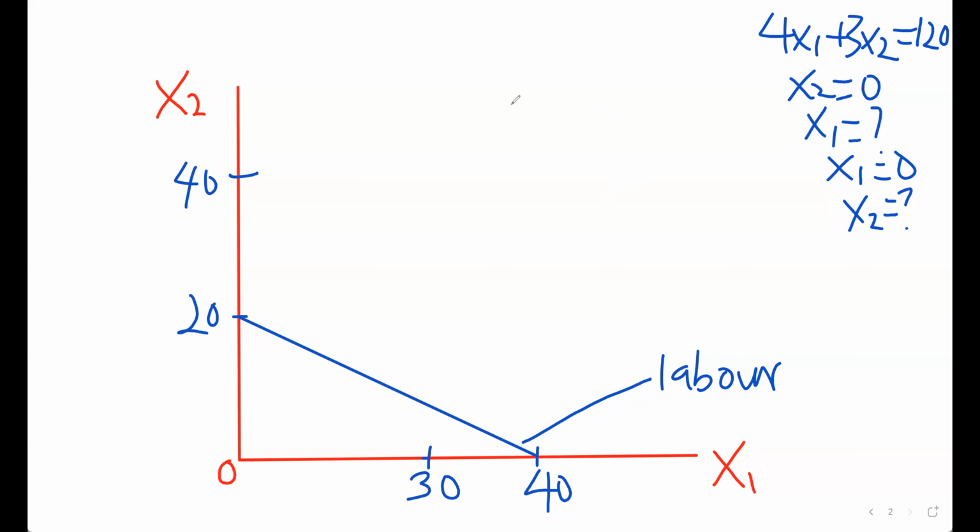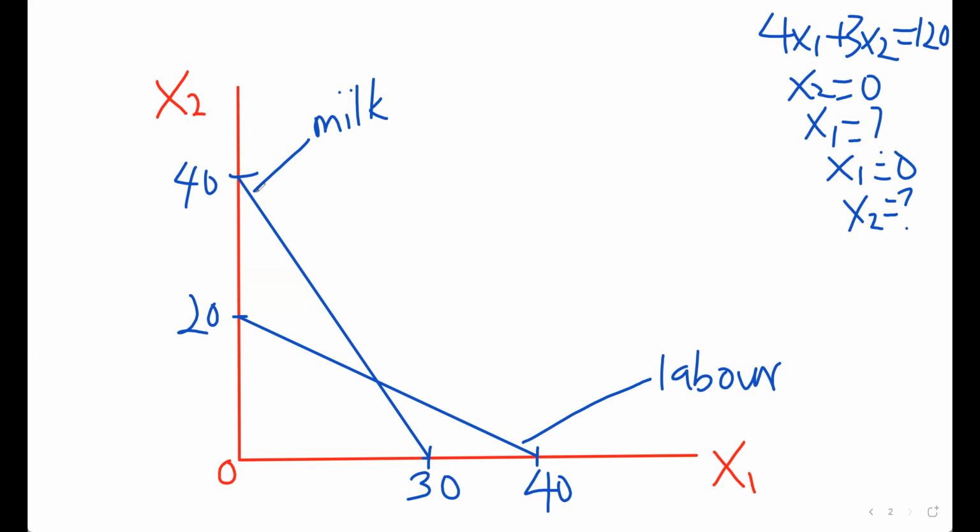Right. So once you have the two points, you join the two lines. So you take the 40 and you join that 40 with the 30. And once you do that, you are sorted. So this line is the milk constraint line. Milk constraint line. So you can see, watch carefully.